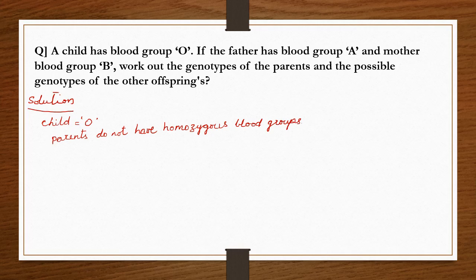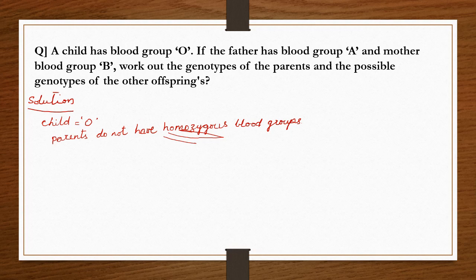So it is clear. If you remember the last three points from the previous slide, it is easy to find out. The child blood group is O, so the parents do not have AB blood group. The father has blood group A and the mother blood group B, and if the child blood group is O, the parents do not have a homozygous condition.